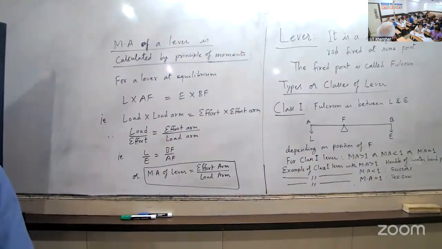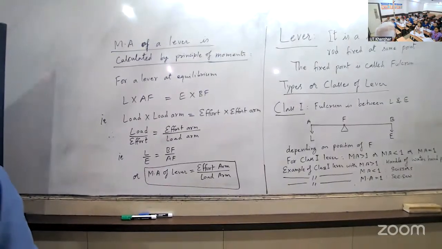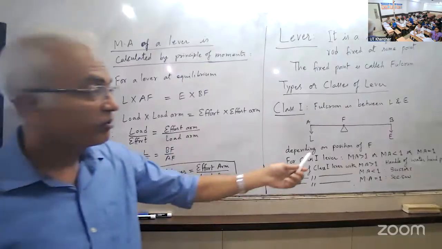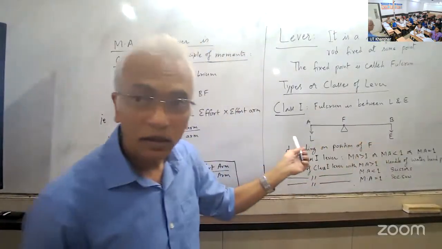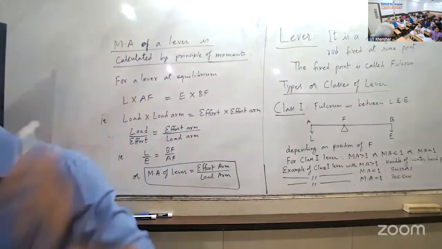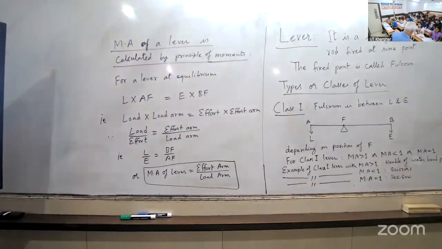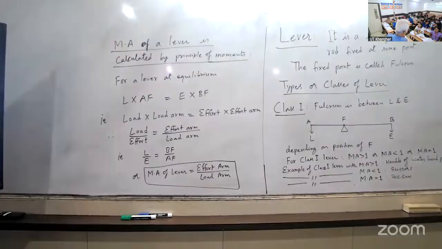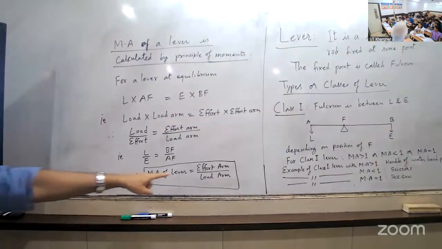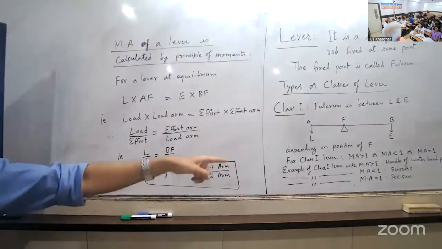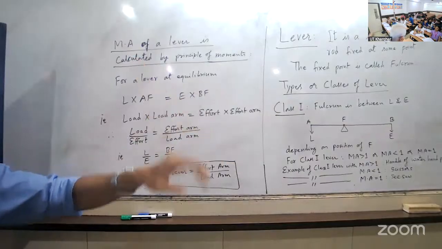Force multiplier or speed multiplier? Force multiplier. Why? In a force multiplier, what will always be there? Effort arm will be bigger than load arm. Remember this. What about pliers? Pliers, everyone has seen pliers, right? Longer effort arm, so what will happen? MA greater than 1. Meaning force multiplier, okay?